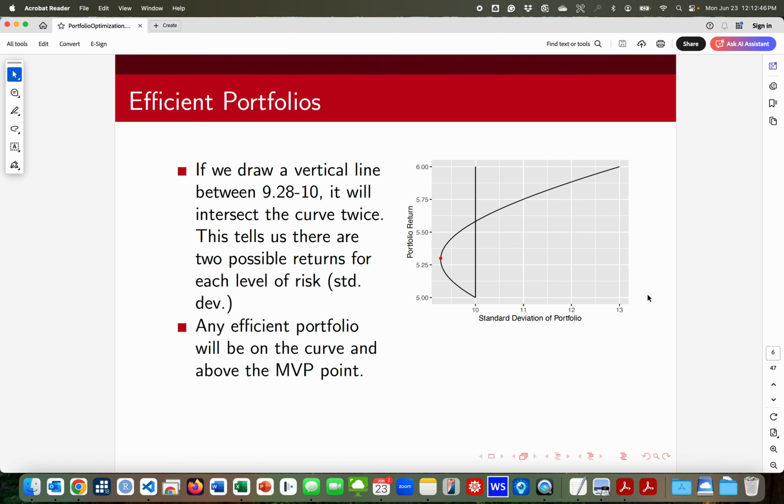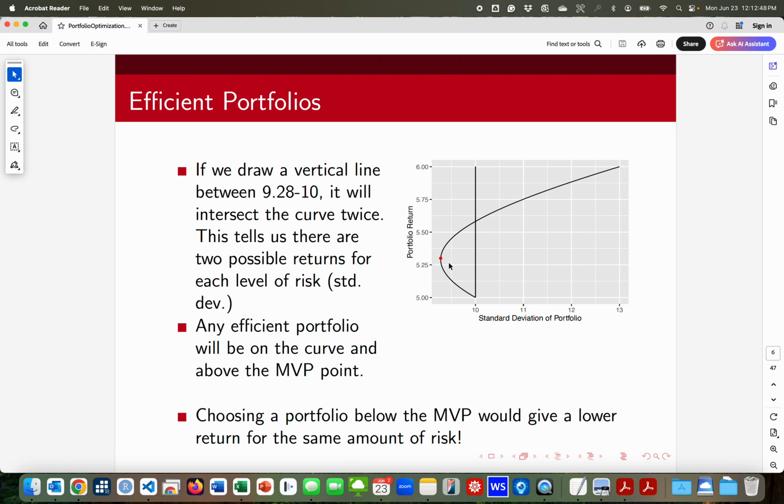So any efficient portfolio is going to be somewhere on this red dot or above. So we can eliminate all the combinations of stock 1 and stock 2 that fall down here below this minimum variance portfolio point. Now, which point you choose depends on a lot of things. Depends on the individual investor.